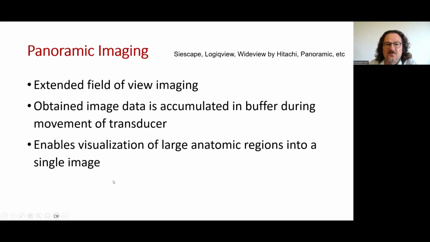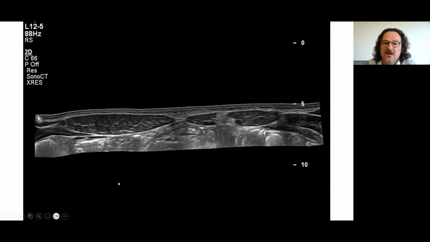Panoramic imaging or extended field of view imaging is an older technology than the smart telephones for ultrasound. The obtained image data is accumulated in a buffer during the movement of the transducer, and a large anatomic region can be visualized as a single image. Here is the example. This is the right rectus muscle. This is the left rectus muscle. This is the tear in the left rectus, linea alba, linea semilunaris, oblique muscles, and the deeper areas.